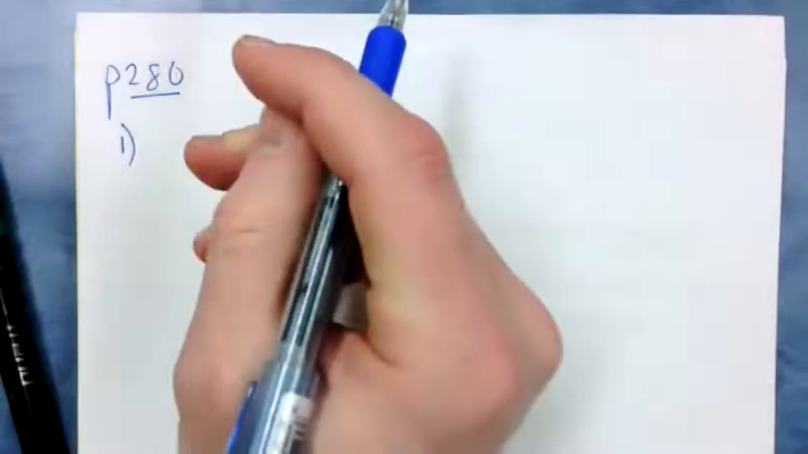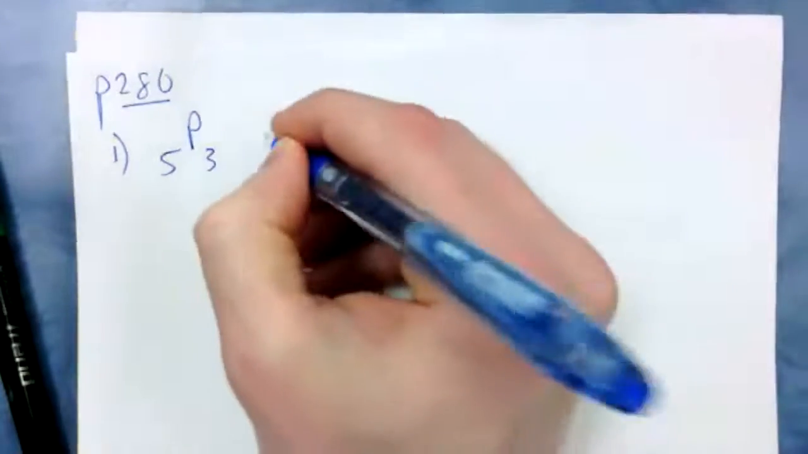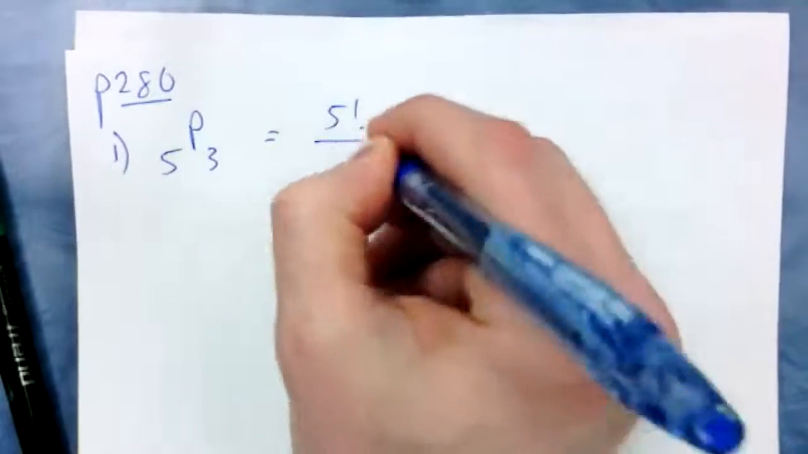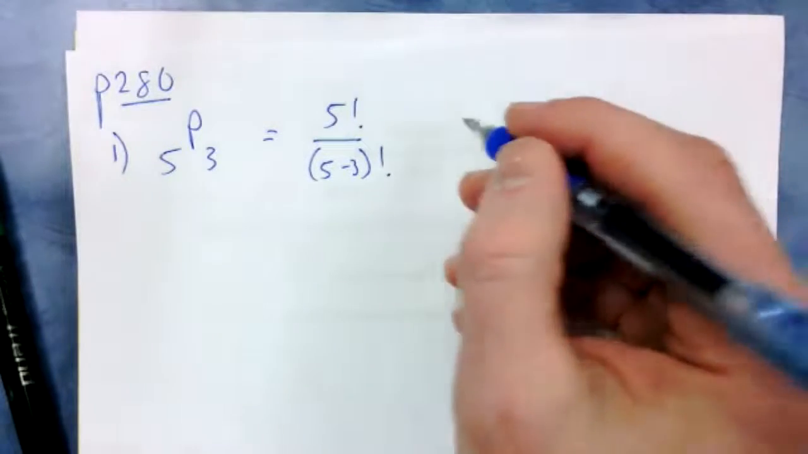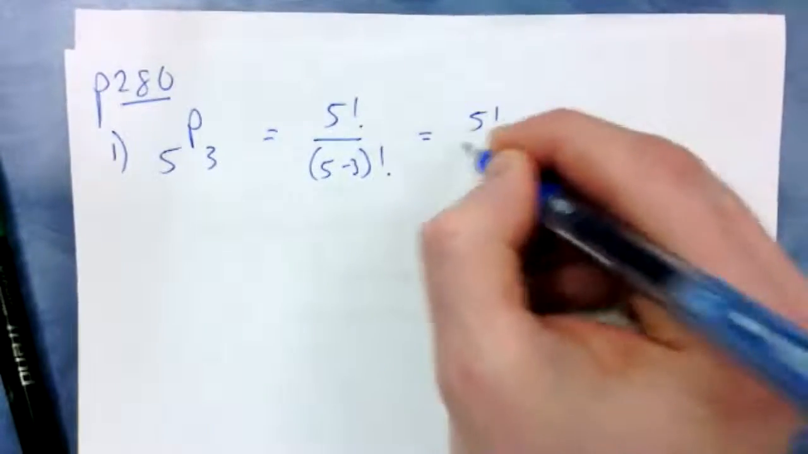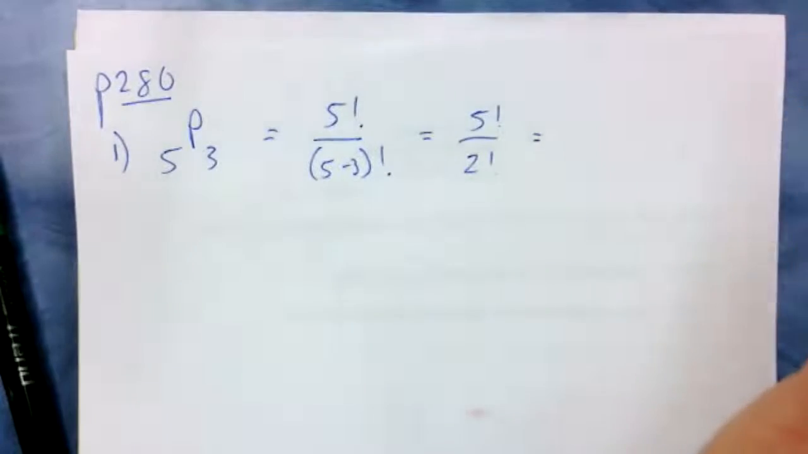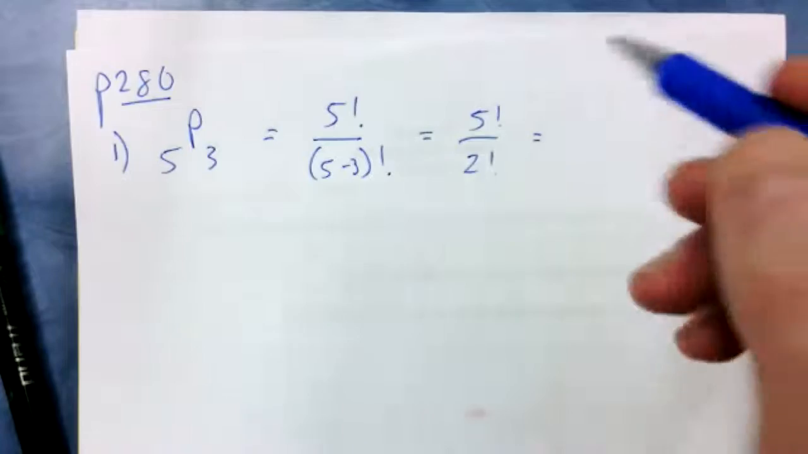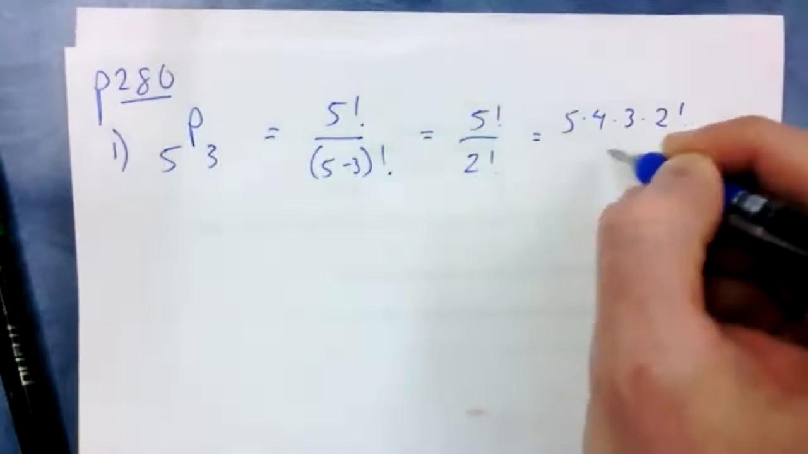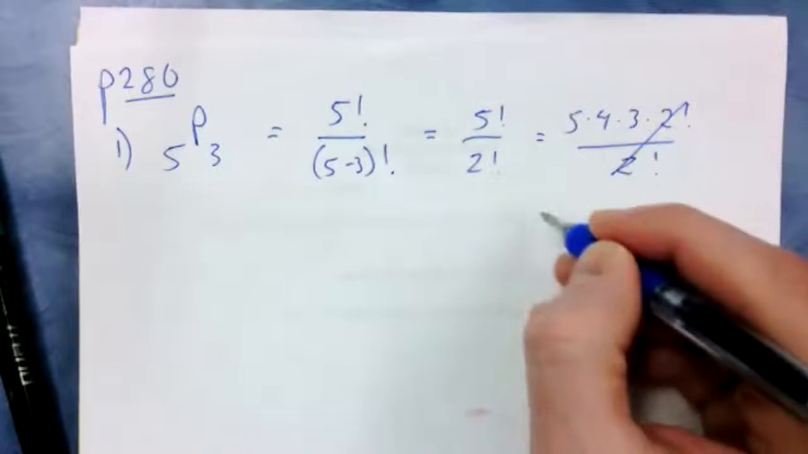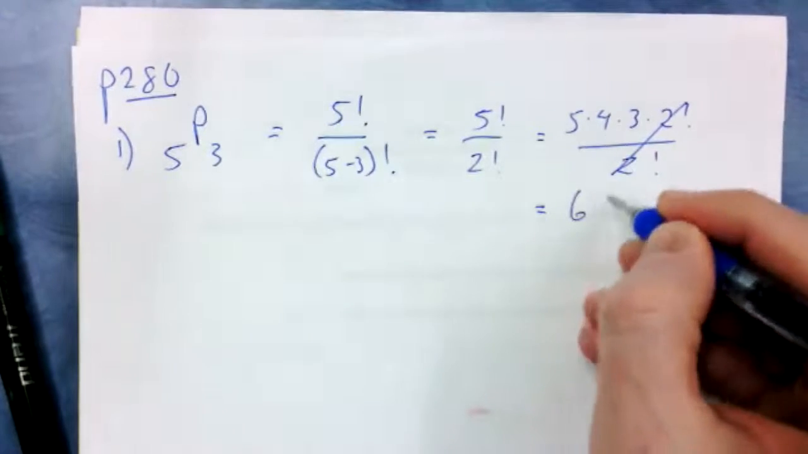Page 280, number 1. In how many ways can 3 books be ordered from a total of 5? So it's 5P3, which means 5 factorial over 5 minus 3 factorial. And that's it. So that's 5 factorial over 2 factorial. You will be able to have your calculator, but to my way of thinking, it's just going to be quicker and easier if you just do the simple part with the canceling. So it's 5 times 4 times 3 times 2 factorial over 2 factorial. 5 times 4 times 3 is 60.